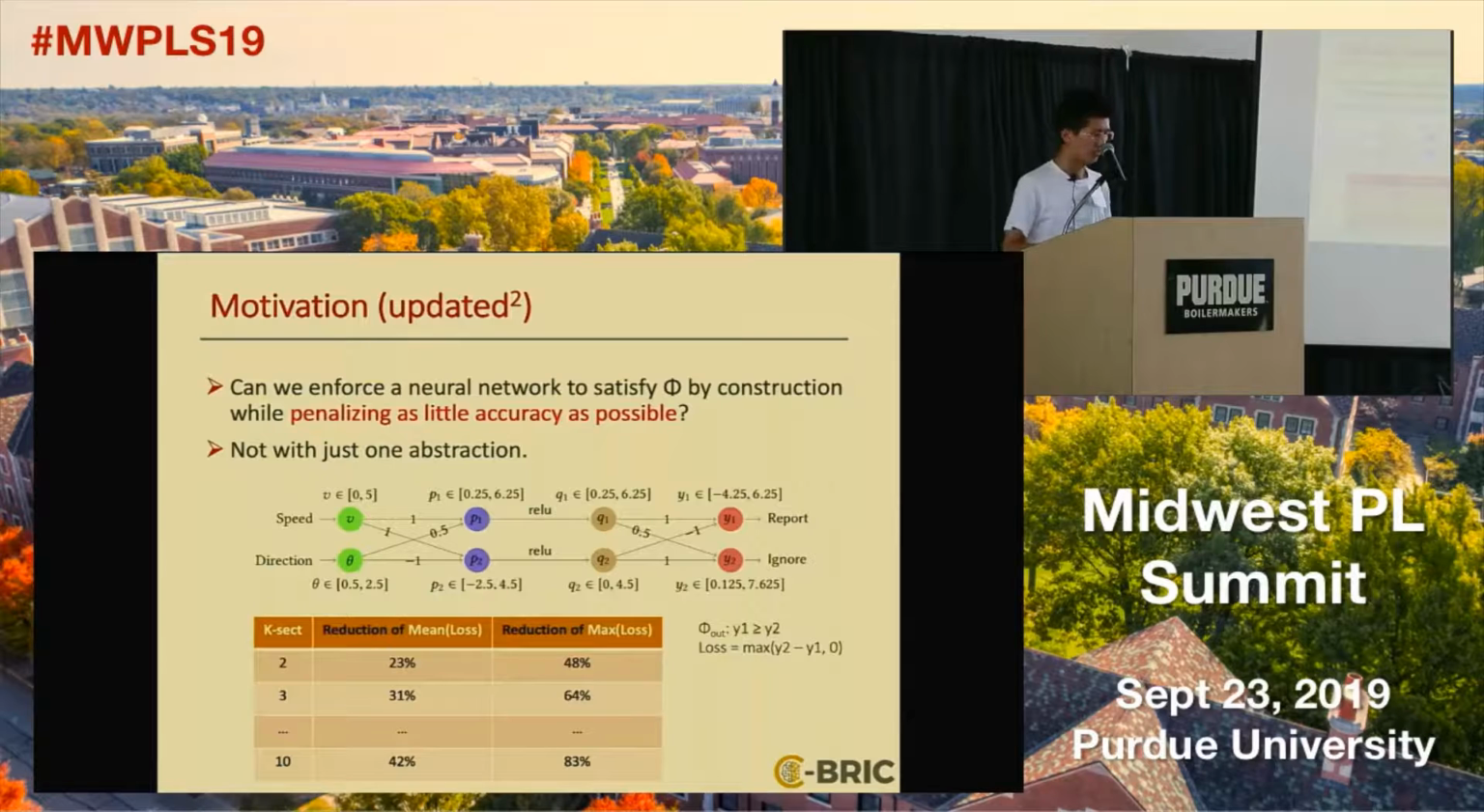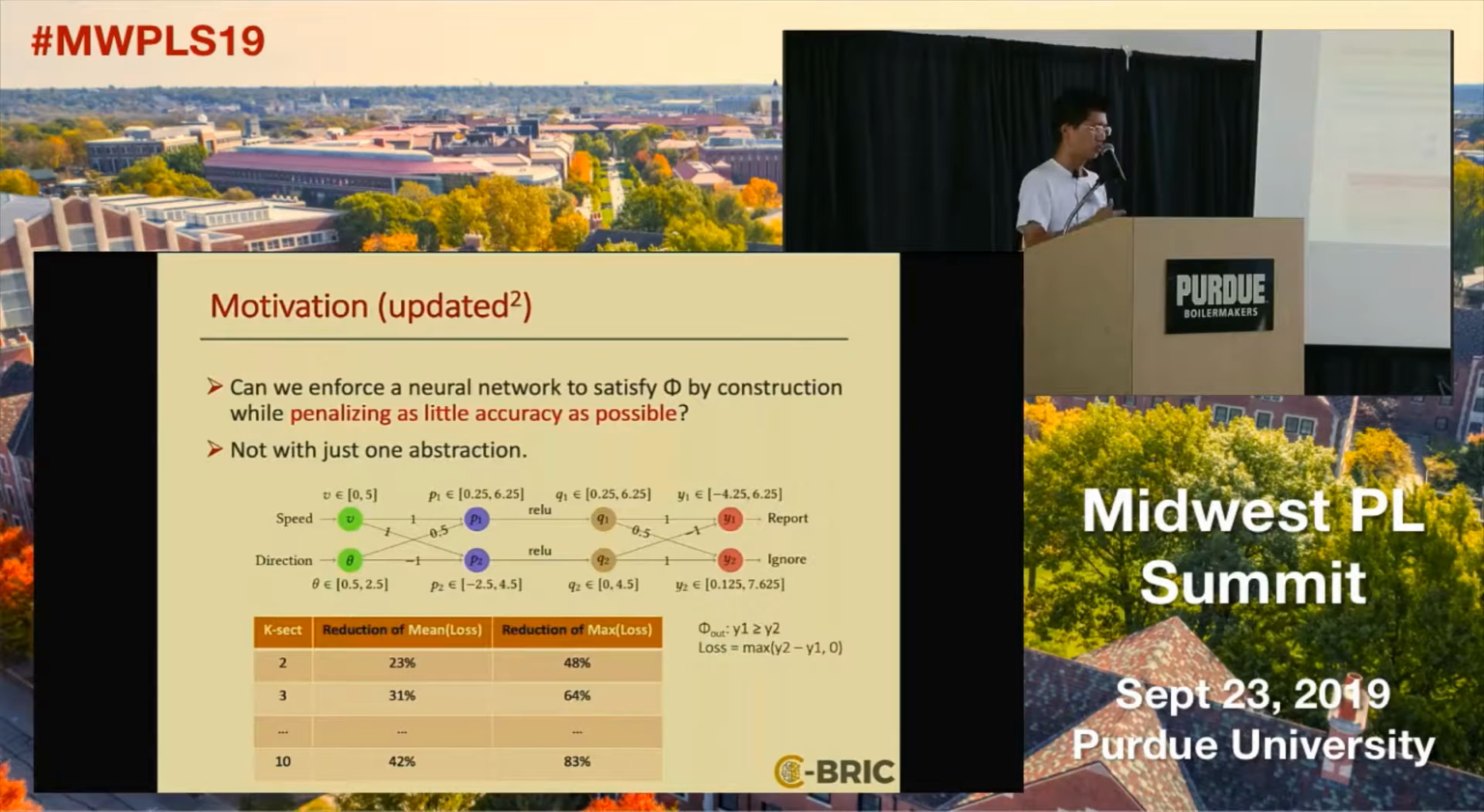Here's one concrete example. Say the input vector has two features, like speed and direction, and there are some ranges for them, and the output predicate says the output category 1, y1, should always be greater than y2. It is interesting to observe that if we just divide along every dimension by bisecting, then the average of the loss will decrease greatly by 23%, and the maximum of the loss after aggregating all the refined regions will decrease by 48%.